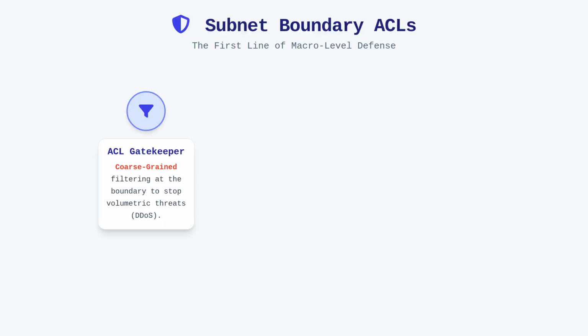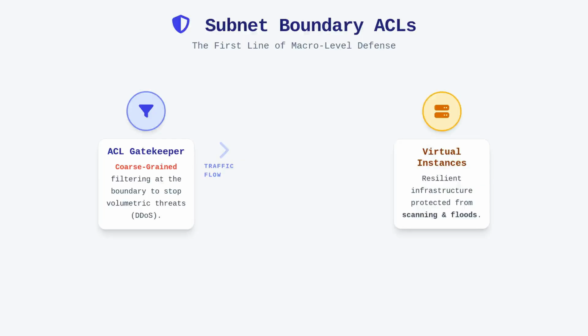By operating at the subnet boundary, ACLs provide a robust, macro-level defense mechanism that is particularly effective as the first line of security against volumetric threats, such as distributed denial of service attacks. When an influx of malicious traffic is identified, you can implement a deny rule at the top of your ACL, effectively discarding that traffic before it ever initiates a connection attempt with individual virtual server instances.